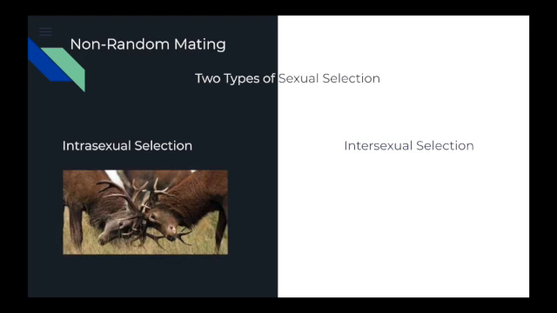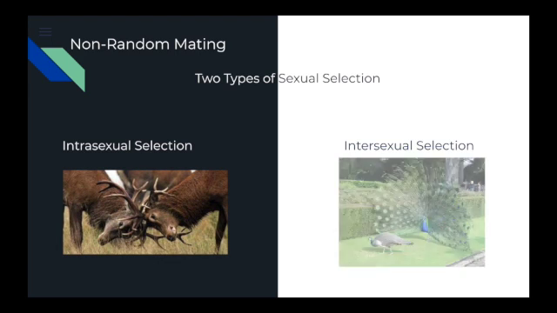Sexual selection occurs when certain traits increase mating success. There are two types of sexual selection. Intra-sexual selection is competition amongst males. Inter-sexual selection is when males display certain traits to females.